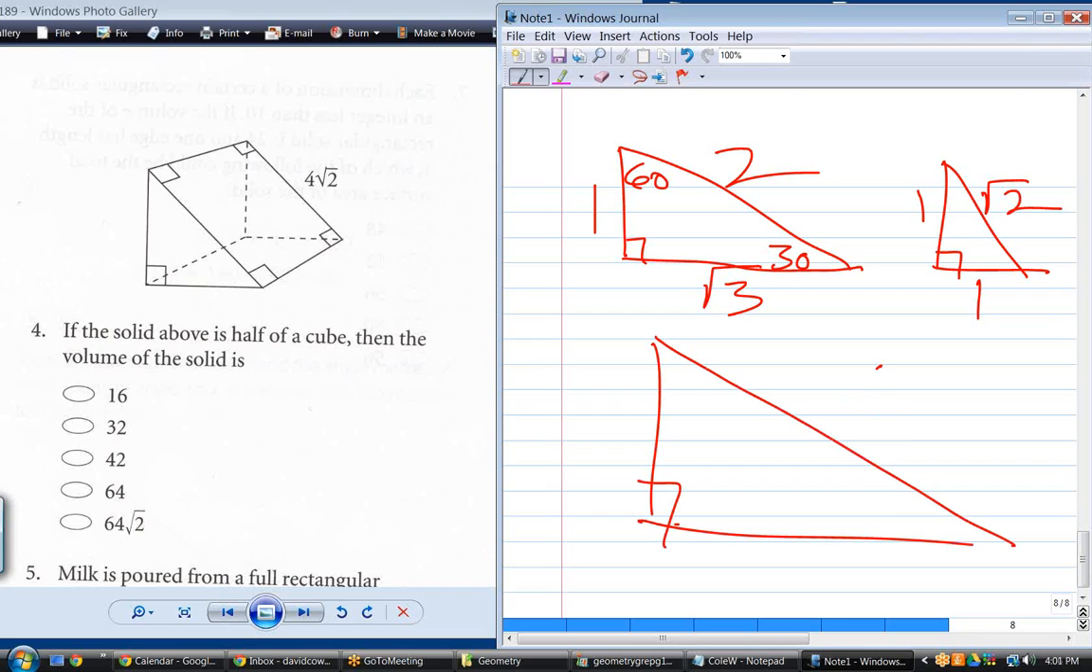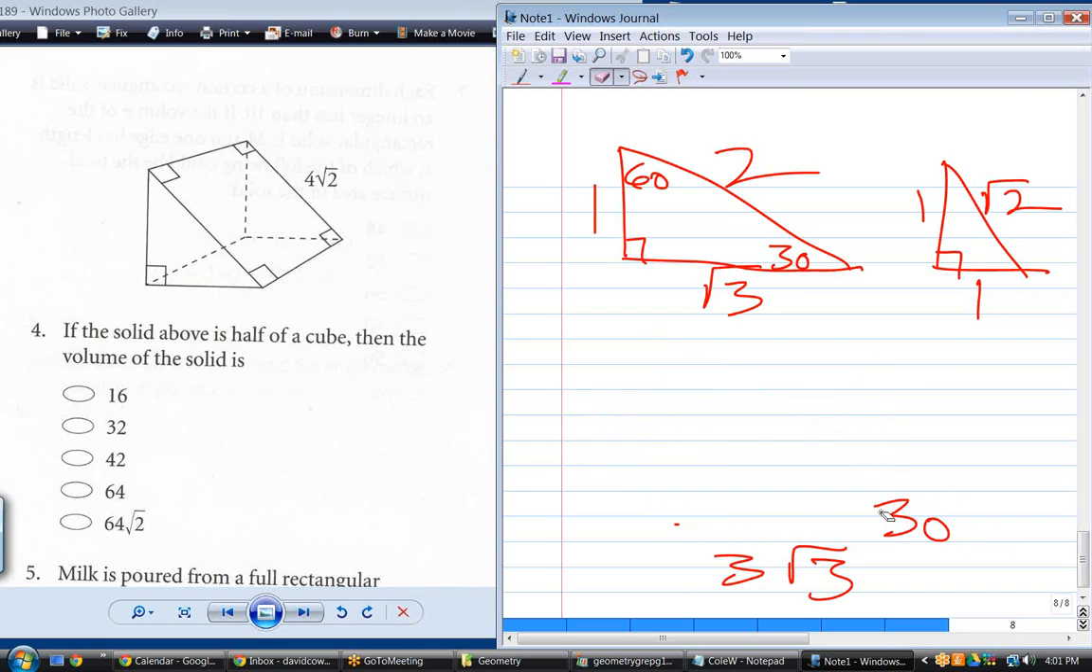If I tell you that I have a 30-60 that has a hypotenuse of 6, you know that it's 3 times that, so that has to be 3, and that has to be 3 root 3. So memorize these two triangles. All right.